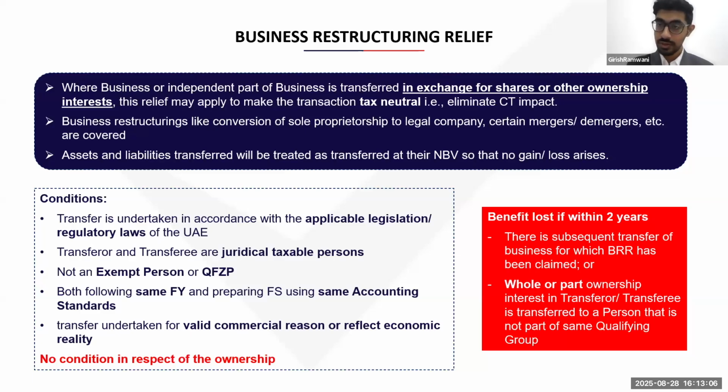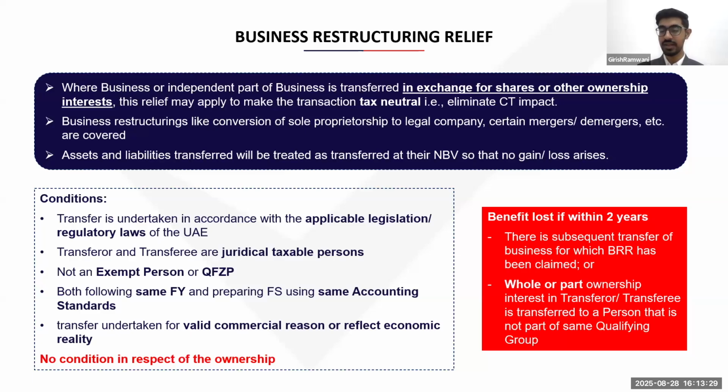One important thing over here is that there is no condition in relation to the ownership interests. Like in qualifying group relief, the 75% ownership interest requirement was there. There is no such requirement. That means the business restructuring relief may be between related parties or it can be with third parties as well, and this relief can be availed in that case as well.